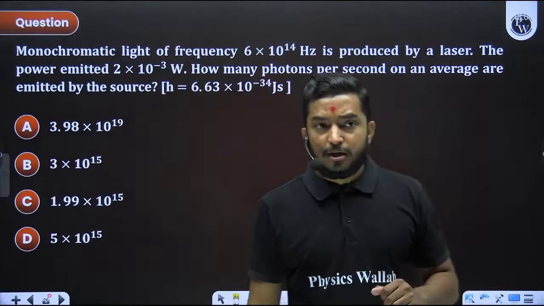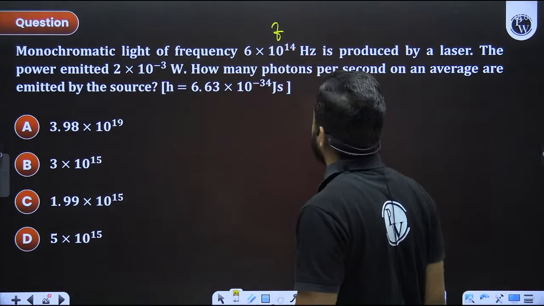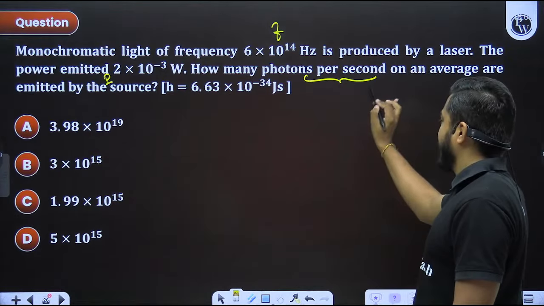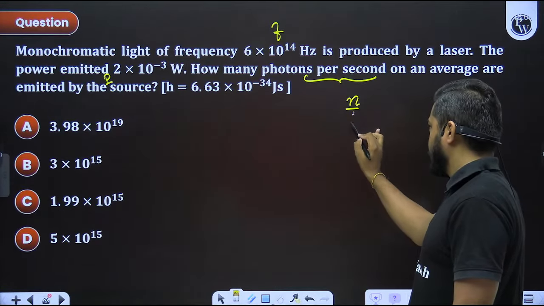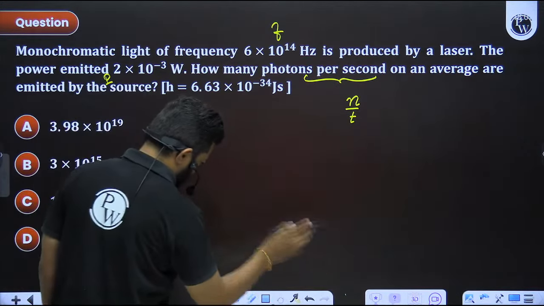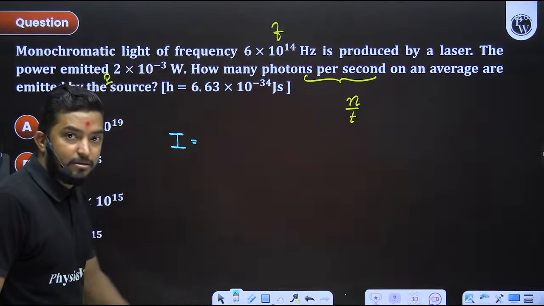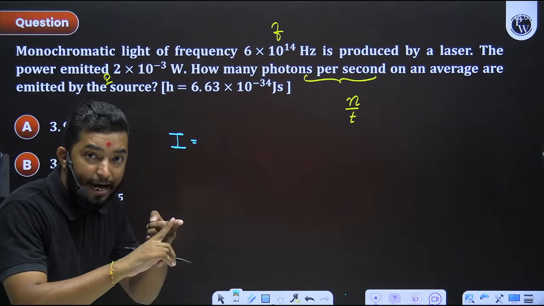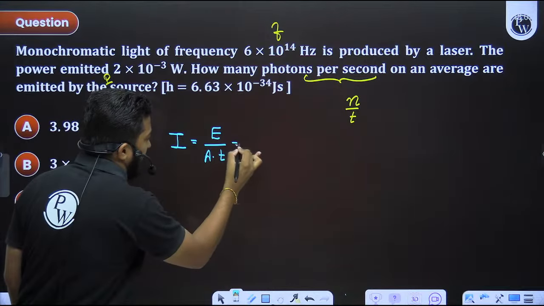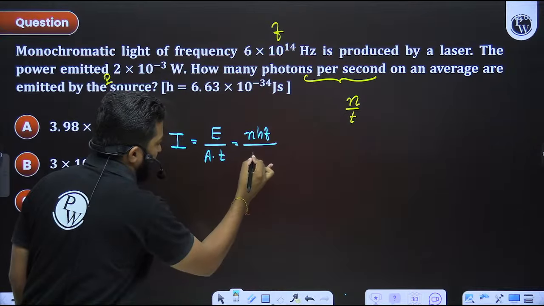Move ahead. Next question. In our next question, monochromatic light of a frequency f is produced by a laser, and they also give the value of power emitted. They ask how many photons per second, on an average, are emitted by the source. So just remember two important formulas. The intensity I is equal to energy divided by time into area. So very first, I is equal to energy divided by area into time, and the amount of energy for a single photon is equal to hf. So for n photons, nhf divided by At.